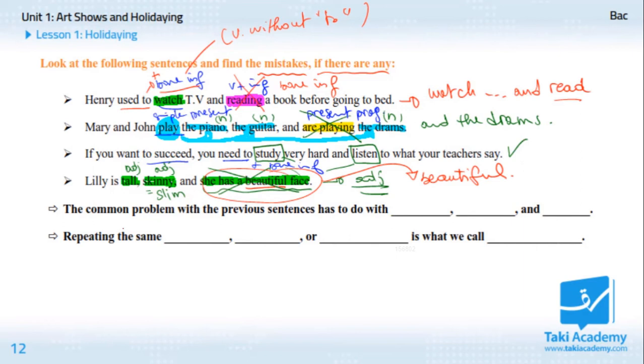So the common problem with the previous sentences, this one, and this one, has to do with what? We said here there is a problem with the form. Here we have the problem with the tense. And here we have a problem with the structure, the sentence structure.